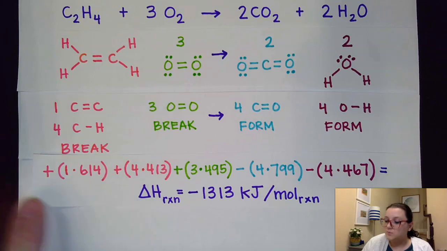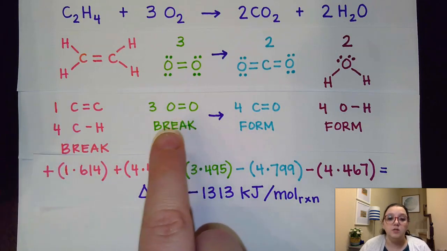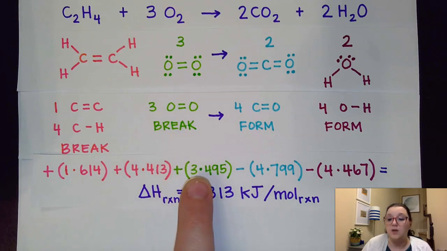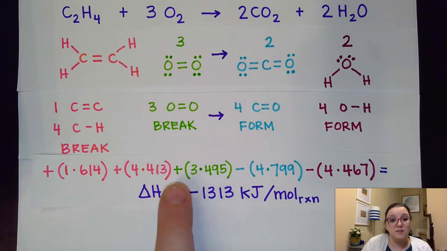So then once I'm done with C2H4, I can move on to the O2. Here I had 3 of those diatomic oxygen bonds that I needed to break that were double bonds, and so that bond energy was 495. I did put a positive with it again because I'm breaking it.